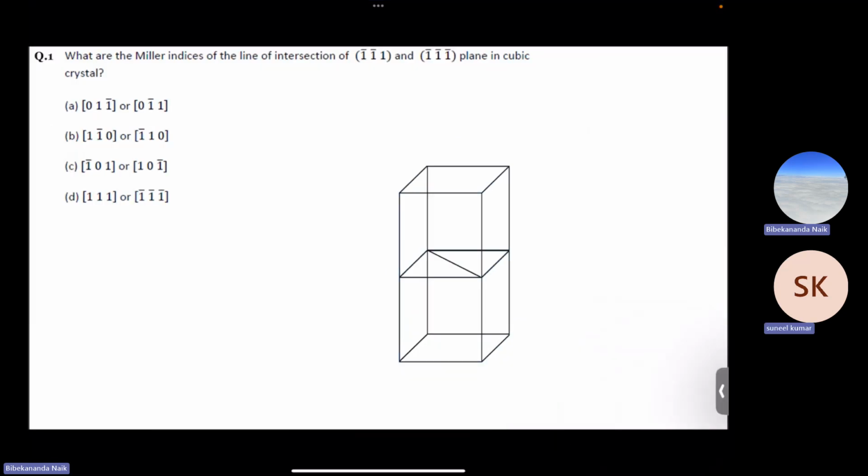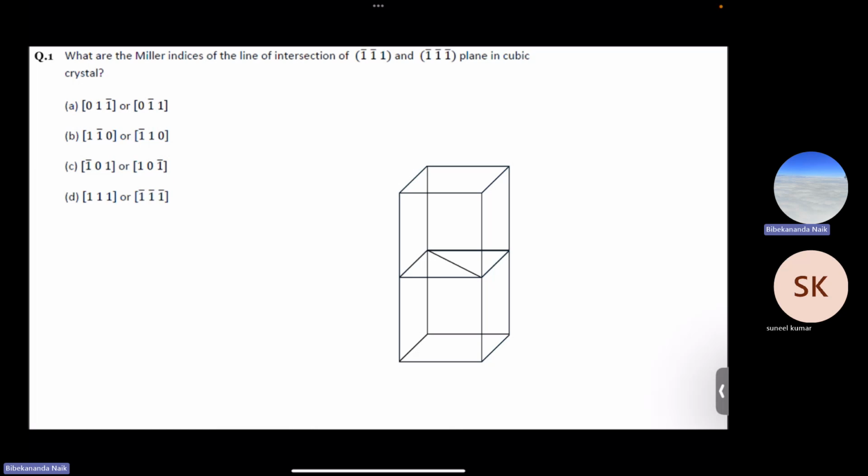So the question says, what are the Miller indices of the line of intersection of the (1, 1, -1) and (1, -1, 1) planes in a cubic crystal? The options are: option A, 0, 1, -1 or 0, -1, 1. Option B, 1, -1, 0 or -1, 1, 0. Option C, -1, 0, 1 or 1, 0, -1. Or option D, 1, 1, 1 or -1, -1, -1. So these are the options.